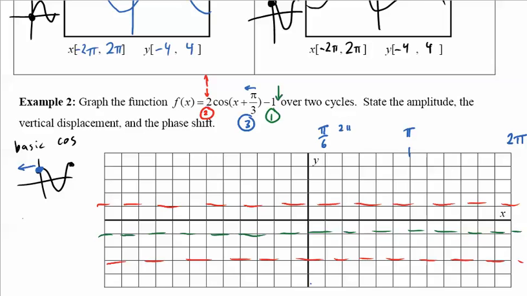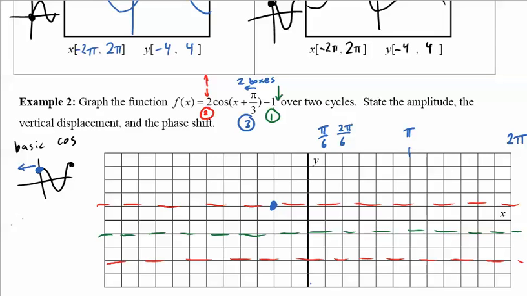So the second box would be 2 pi over 6, which is the same as pi over 3. So if I want to move pi over 3 to the left, that means I'm going 2 boxes to the left. So instead of starting on the y-axis, I start 2 boxes to the left.